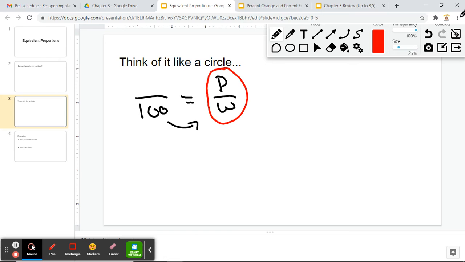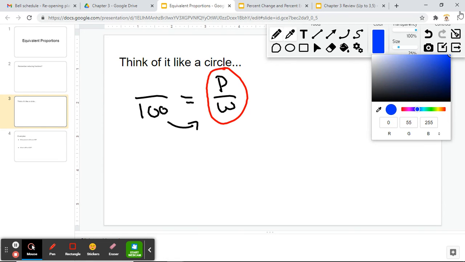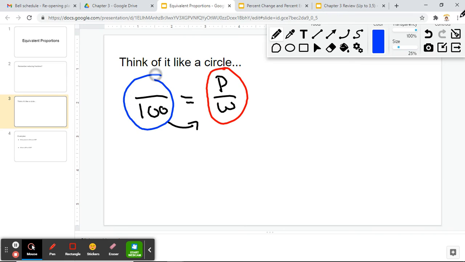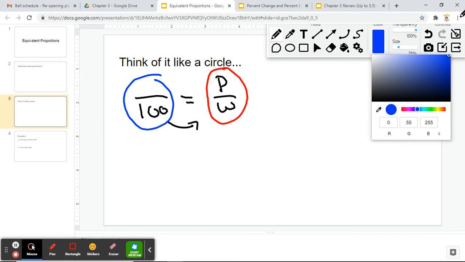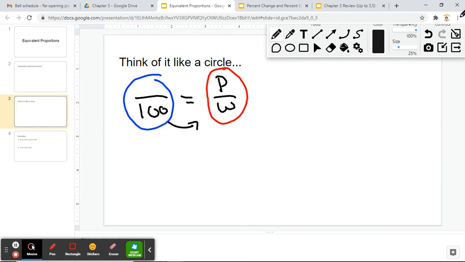I could reduce this number over here and make it the percent number, the something over 100. Or I could do it the other way: reduce my something over 100 and make it the part over the whole. But basically, this number right here is always going to be our percent, because it is a ratio where the second number is compared to 100. This is going to be a non-reduced, or expanded, fraction of our part over our whole.